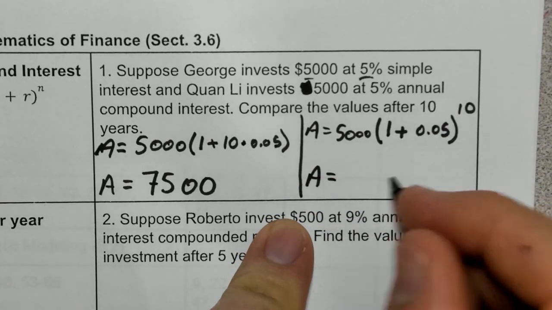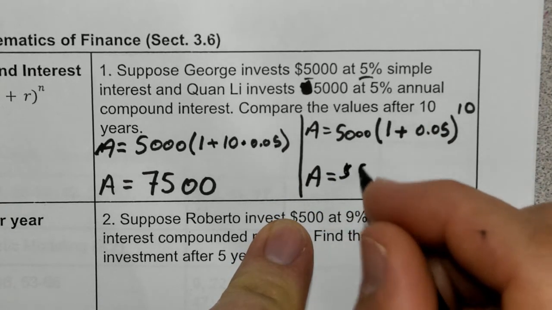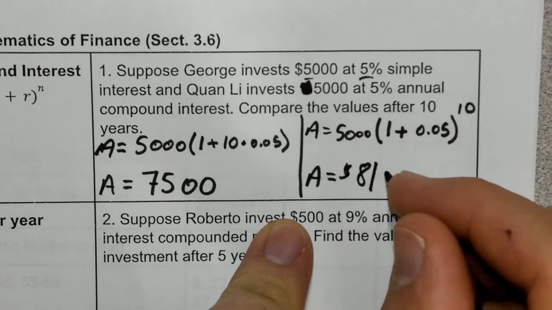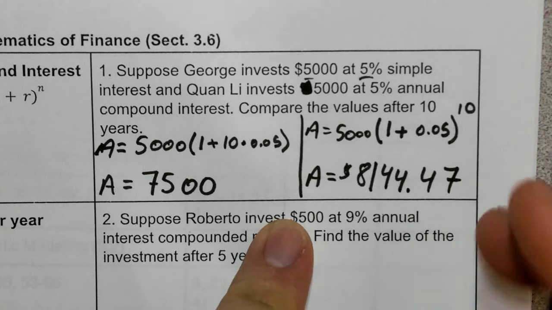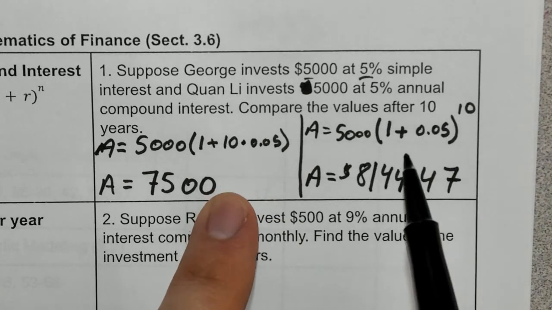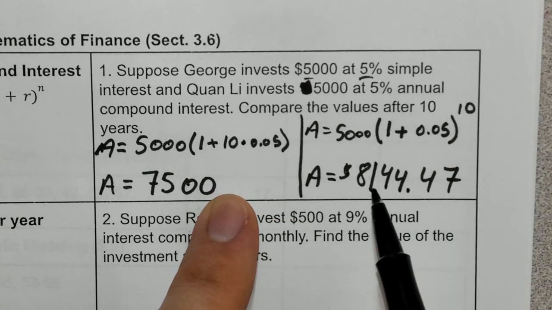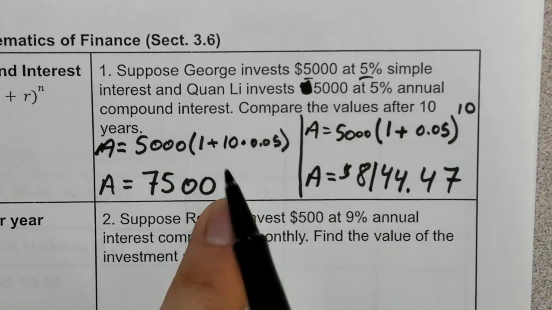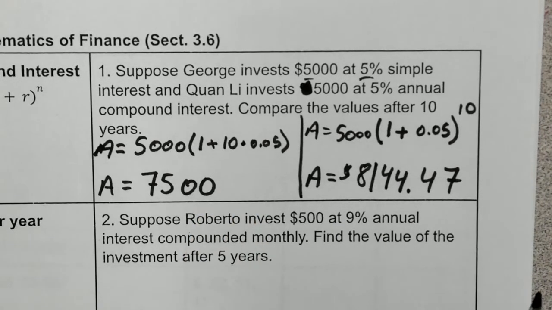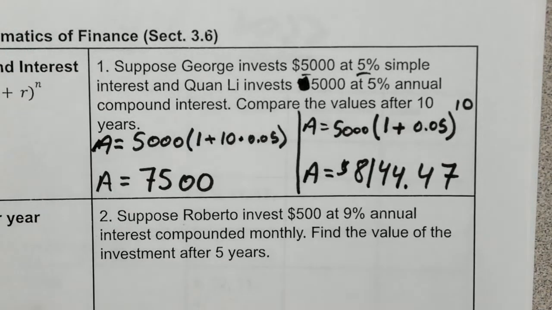You get $8,144.47. So you can see that with compound interest, he makes almost, what, $644 approximately, more than just simple interest. Right? So are there any questions on the difference between simple interest and compound interest? No.